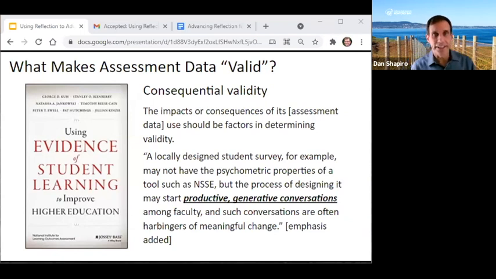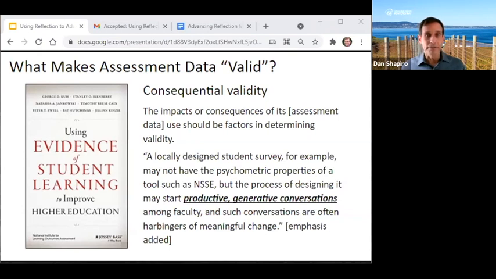And they go on to say that the fact that evidence meets the highest possible psychometric standards may have no bearing on its effectiveness in promoting action on campus. And vice versa. A locally designed student survey, for example, may not have the psychometric properties of a tool such as the NSSE, but the process of designing it may start productive, generative conversations among faculty, and such conversations are often the harbingers of meaningful change.